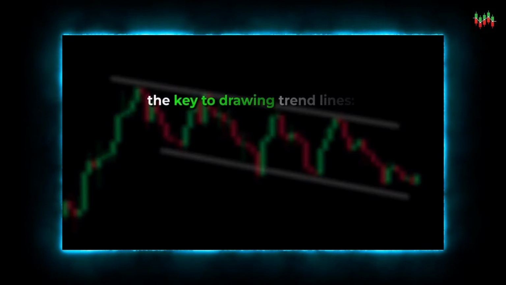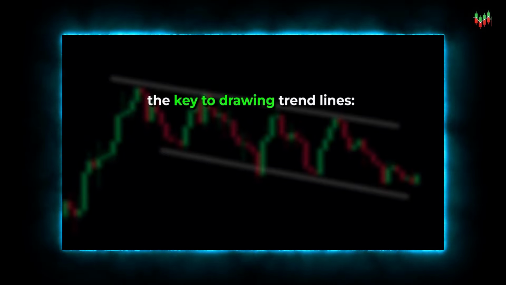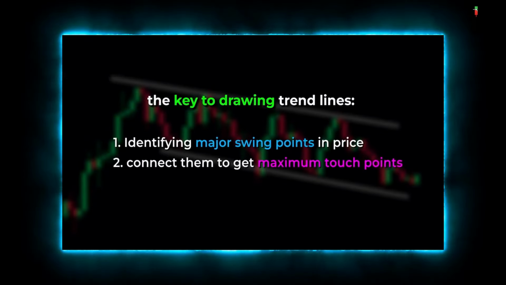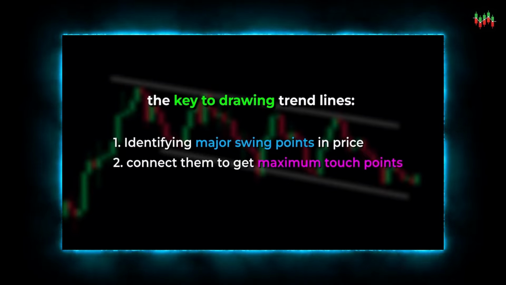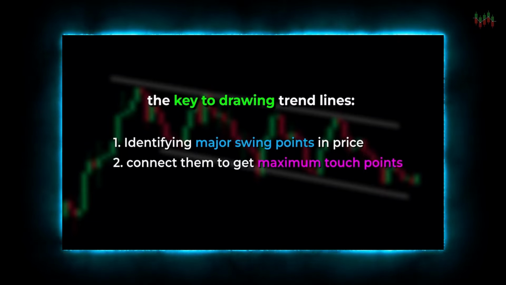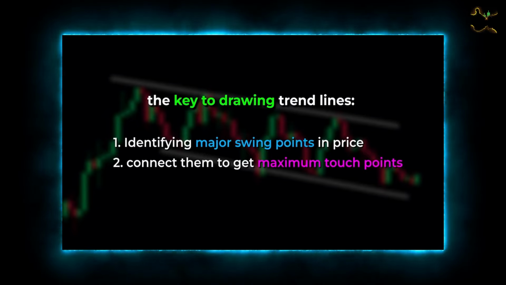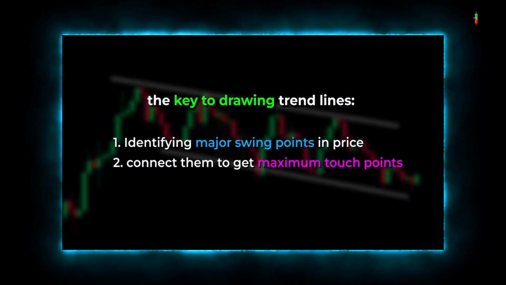To recap, the key to drawing trend lines is simply identifying major swing points and connecting them to get as many touch points as possible. And don't worry if you don't get it right the first time, because the more you practice drawing them yourself, the easier it will get.